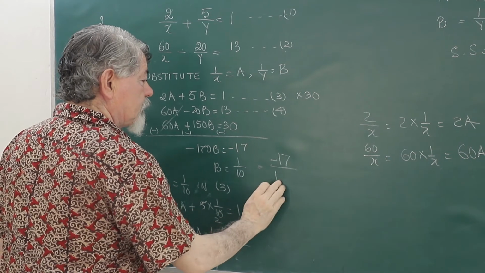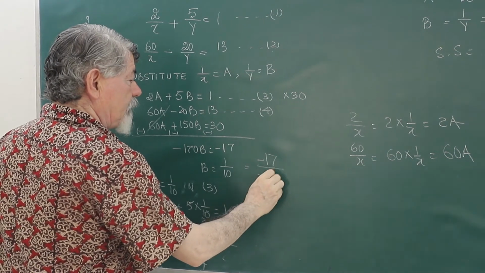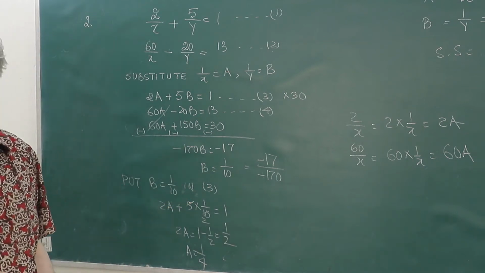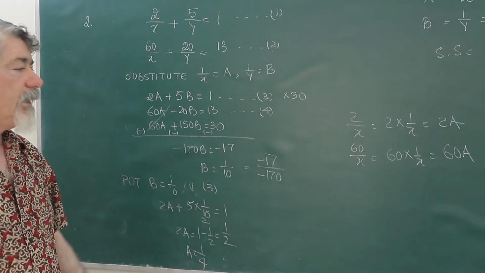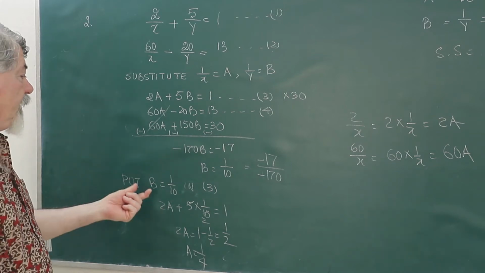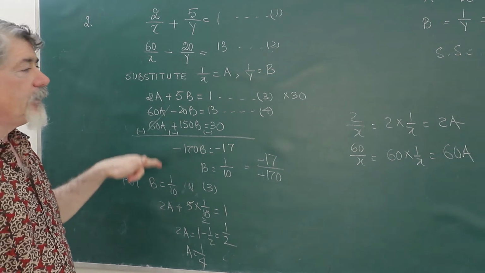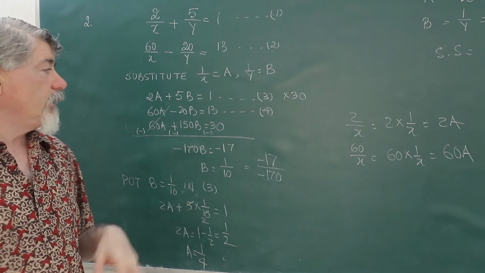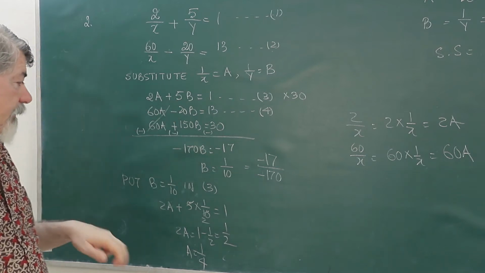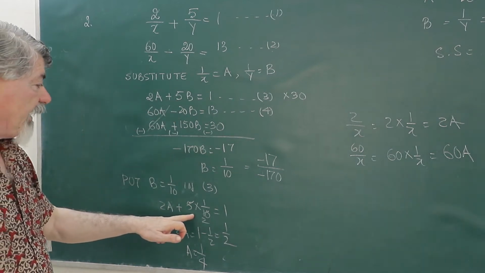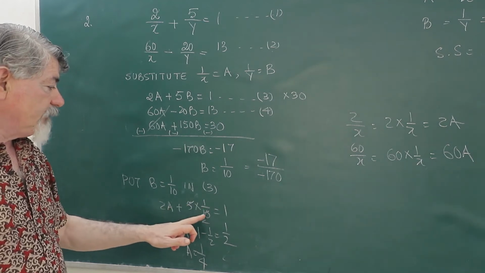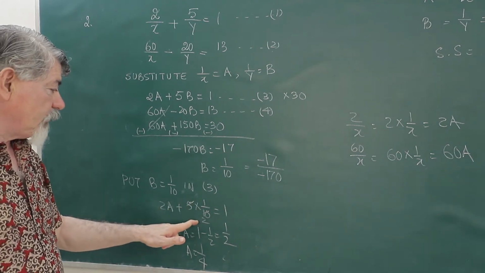upon minus 170. Minus minus will cancel and this will give you the value 1 upon 10. So I have got the value of b as 1 upon 10. I'll substitute the value of b, 1 upon 10, either in equation 3 or in equation 4. I substitute it in equation 3. So 2a plus 5b, in place of b, I am putting 1 upon 10. So 5 2s are 10. It will become 1 upon 2.